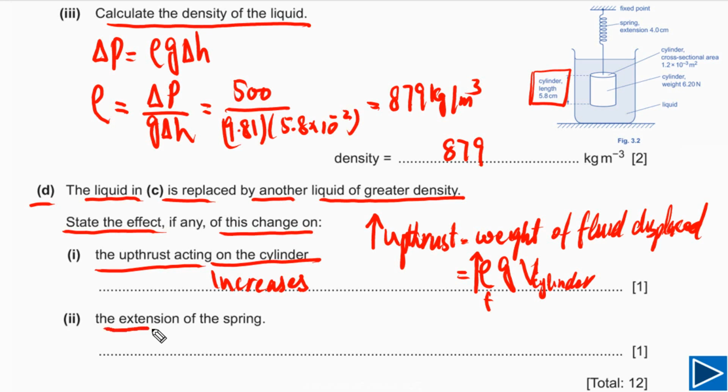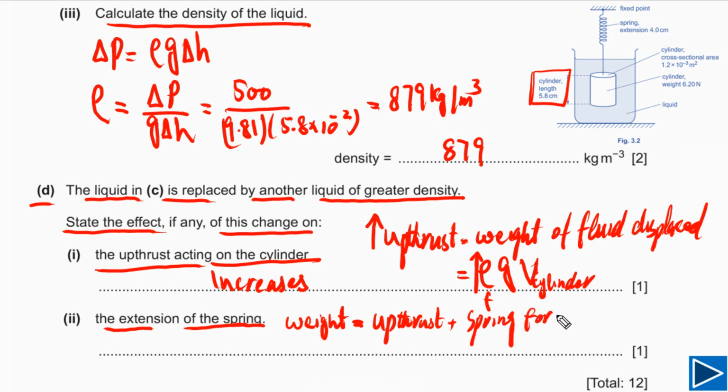And the second one is asking us what is the effect of that on extension of the spring. If we look at the forces acting on this cylinder, we have already discussed that point. The forces acting on the cylinder are weight, and weight is acting down, and this cylinder is in equilibrium, meaning the forces are balanced. Upthrust is the force that is acting upward, and there is spring force that is also acting up. But in this case, weight of the cylinder, this is not weight of the fluid, this is weight of the cylinder. This is constant, this is not changing.